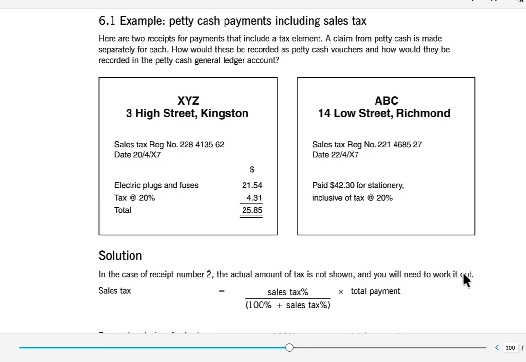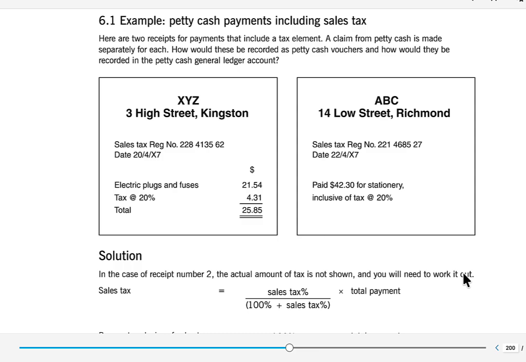So this example gives us two receipts, and we must answer one main question. How should these petty cash payments be recorded in the petty cash voucher and then in the petty cash general ledger? Now let us walk through the example slowly, like we are in a classroom.